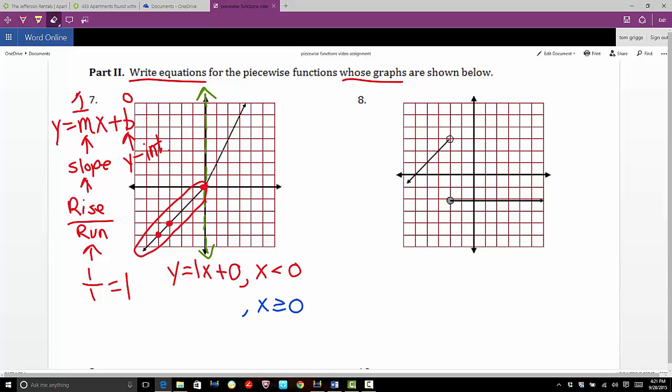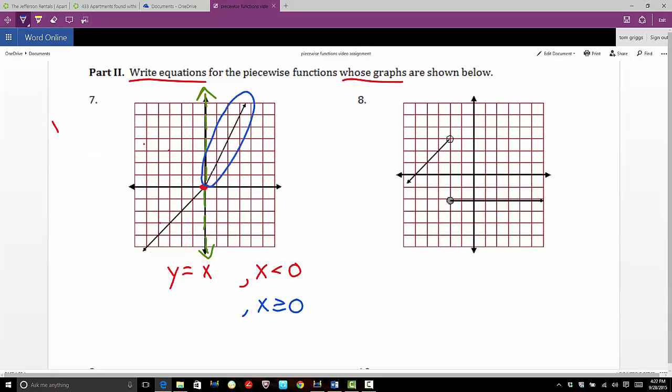Like I said, you do not have to put the plus 0. I just put it there to show you how to write the equation. It wouldn't be wrong if you wrote it, but you don't need it. You also don't need the 1 in front of the x. So that's the equation for the first line. So now we're going to look for the equation for the other half of the line, circled in blue.